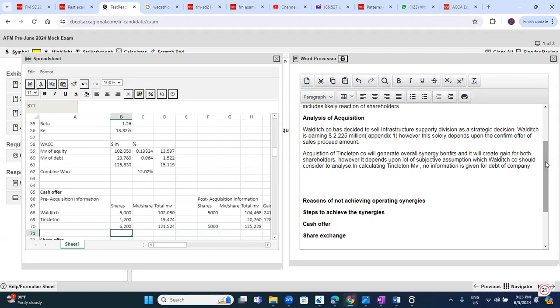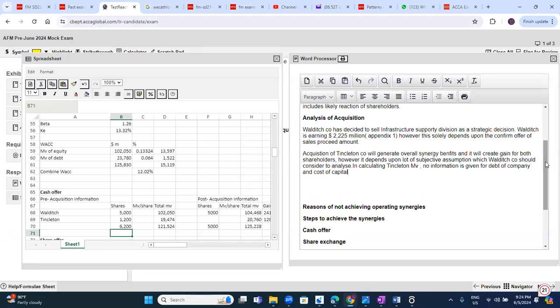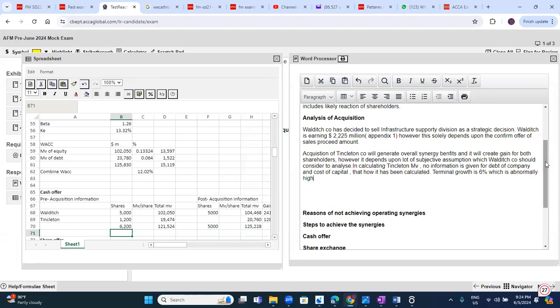Company and cost of capital, how it has been calculated. Okay. Terminal growth is 6%, which is abnormally high, as it is difficult for a company to achieve that growth on a continuous basis till perpetuity.